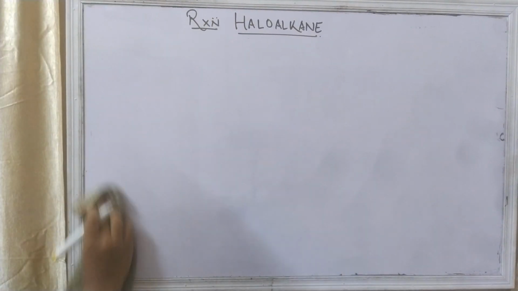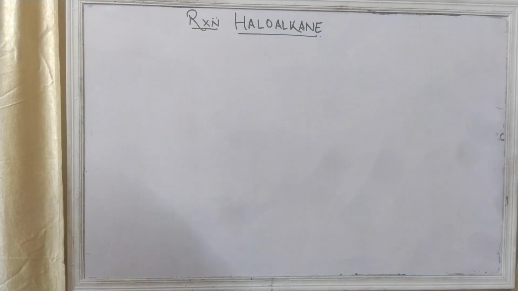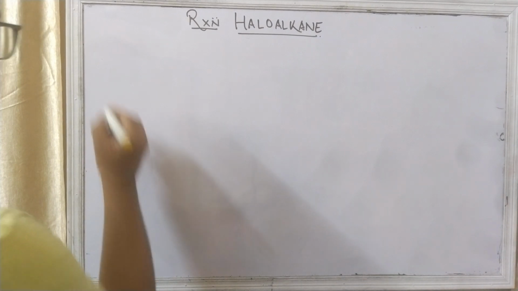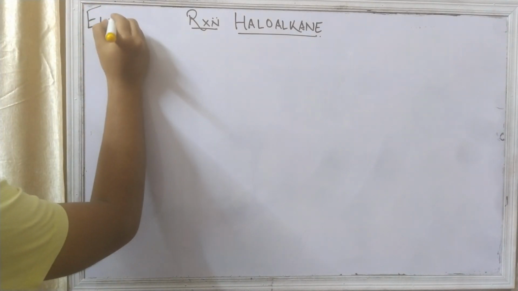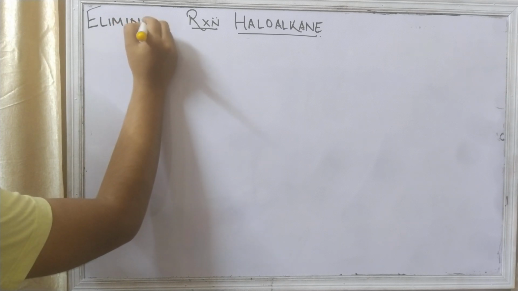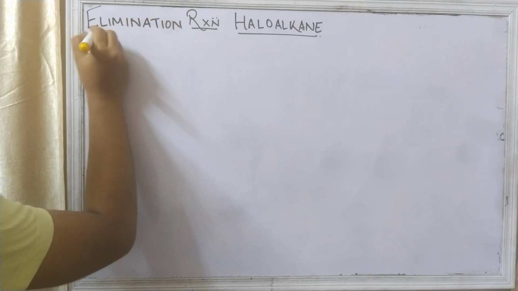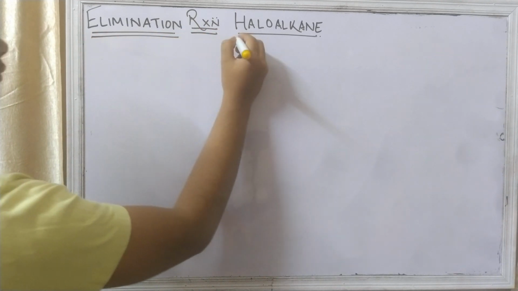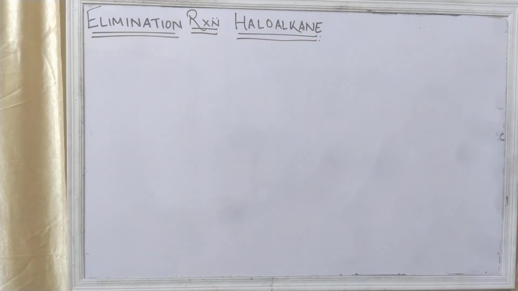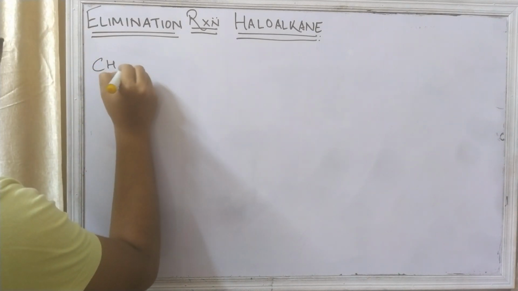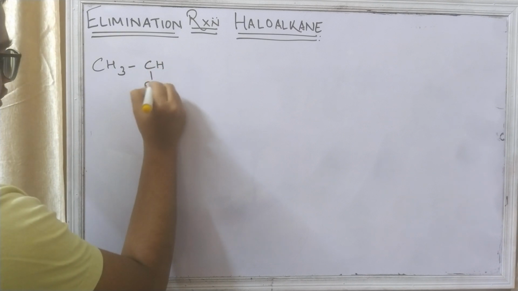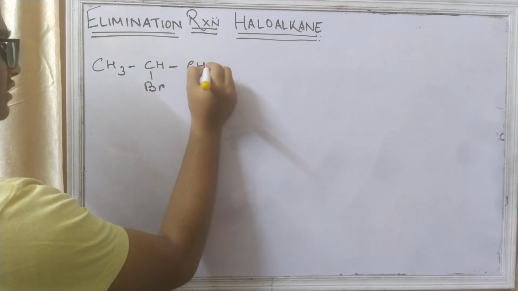Let's give the heading: elimination reaction. Let us find out what's happening in elimination reaction of haloalkane. In this case, let us take any haloalkane. Let us directly go to the example, CH3 CHBr, and here again CH3.